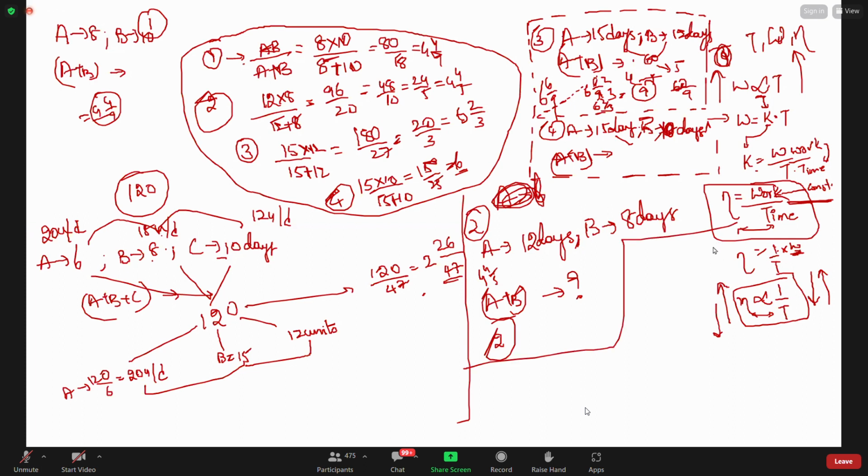Now, what is the concept here? Concept is whenever you have two people working individually and then working together, with their time frames T1 and T2, what you can do is always T1 into T2 by T1 plus T2. Now, will I call this a formula? No, this is not a formula. This is a concept.